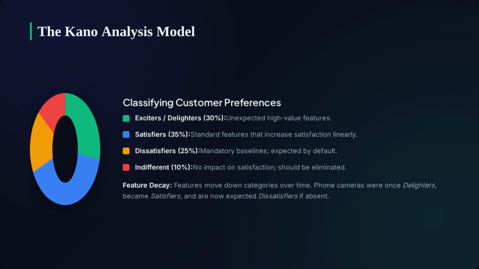But here is a fascinating trend. Feature decay over time. Features migrate down this list. Think about smartphone cameras. In 2005, a camera on a phone was a delighter. By 2012, it becomes a satisfier. It had to be a high megapixel camera. Today, a camera is a dissatisfier. If it's missing, it's a baseline requirement. If a phone launches without a camera, it's dead on arrival. You must continue to evaluate to keep creating new delighters.